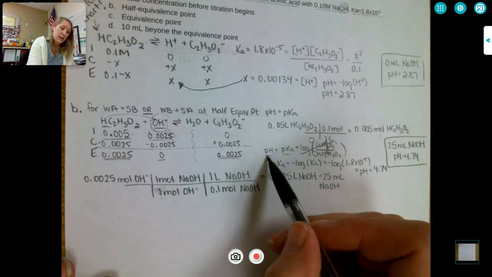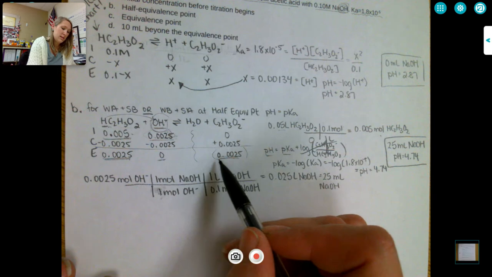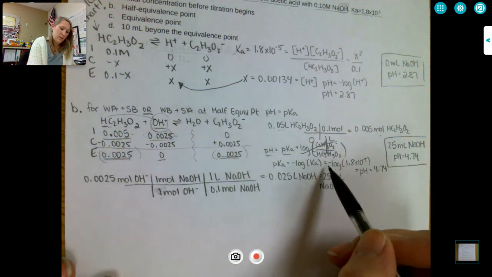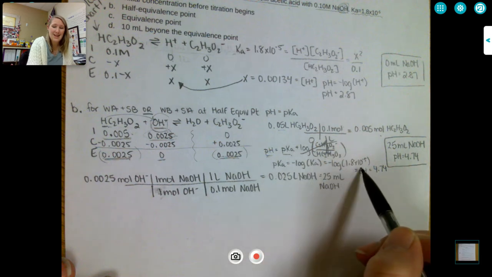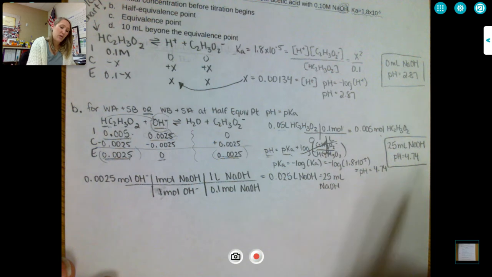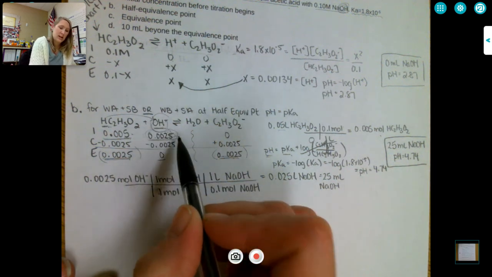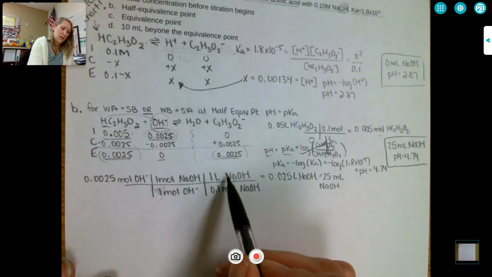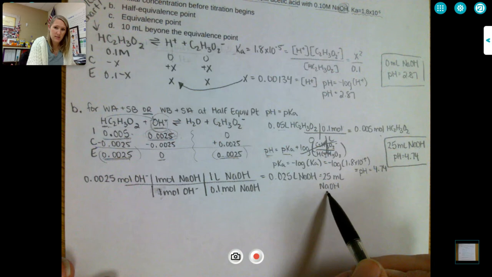To figure out pH, I take my pH equals pKa plus the log of this guy over this one, which ends up being my pH equal to my pKa, which I did. And I had to figure out my volume of sodium hydroxide. To figure out my volume of sodium hydroxide, I took the moles that I needed of sodium hydroxide, and using stoichiometry and its concentration, I figured out its volume. Okay.